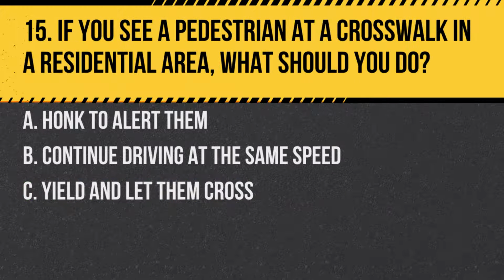Question 15. If you see a pedestrian at a crosswalk in a residential area, what should you do? A. Honk to alert them. B. Continue driving at the same speed. C. Yield and let them cross. Answer C. Yield and let them cross. Drivers must always yield to pedestrians at crosswalks, ensuring their safety.